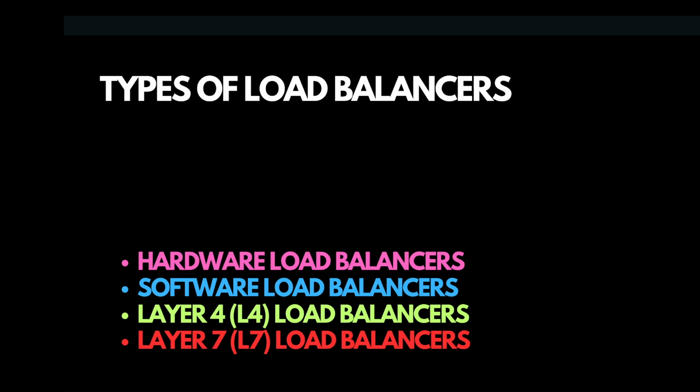We have layer 4 load balancers. These operate at the transport layer. They make decisions based on IP address and port. They are fast and efficient, simply forwarding packets.